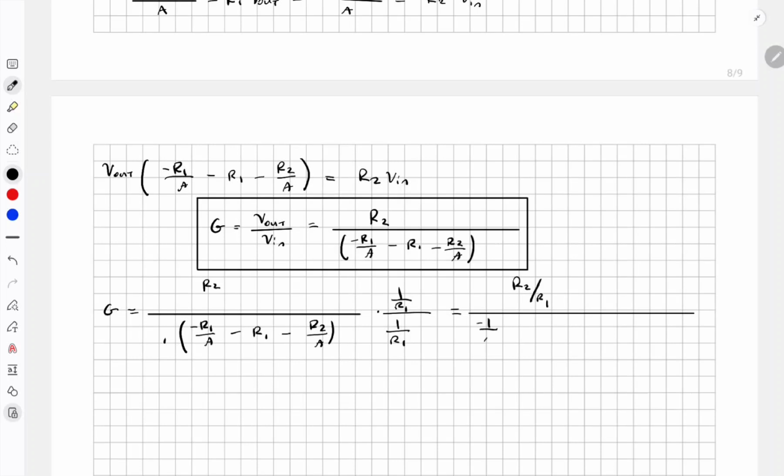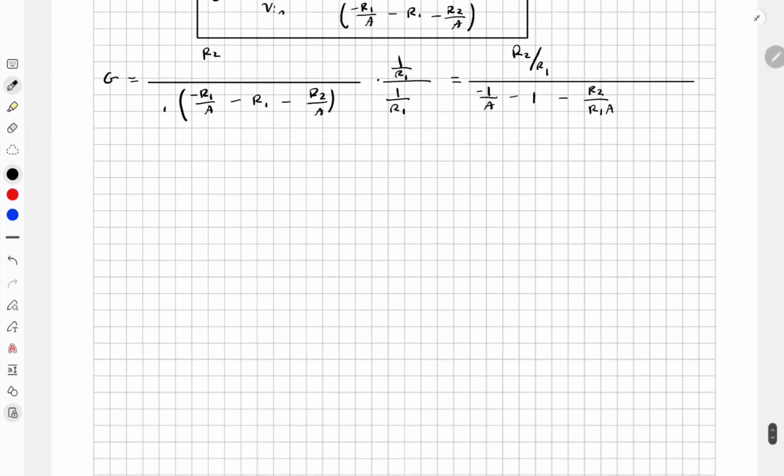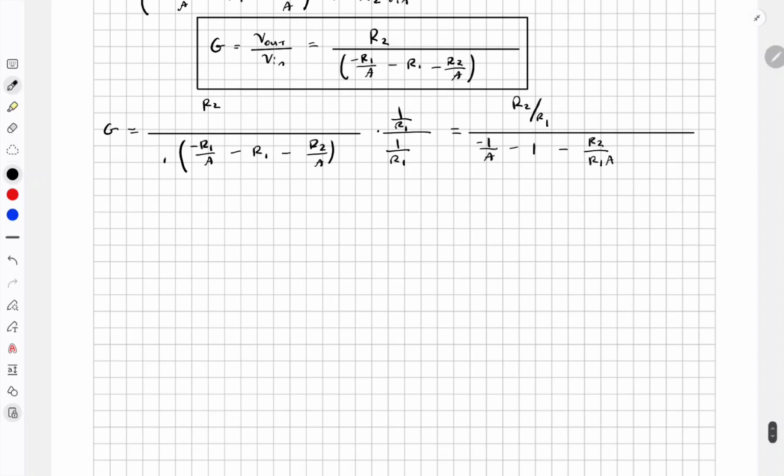negative 1 over a minus r1 over r is 1 minus r2 over r1a. So all I did was divide the top by r1 and the bottom by r1. I just did those two things only. Okay, now let's simplify it by moving the negative sign to the top.